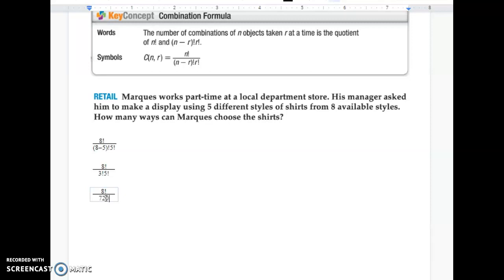And now I'm going to work it like I did last time, where I'm going to type in 8 factorial. 8 times 7, 6, 5, 4, 3, 2, 1. And when I hit enter, I get 40,320. I'm just going to immediately hit the divide button and divide by 720. And the answer is 56. And that's all you do for these ones.